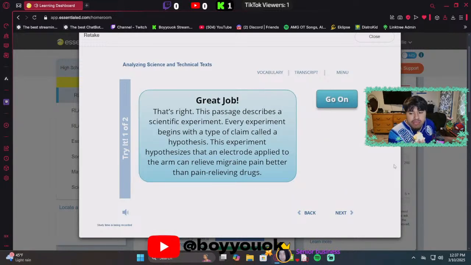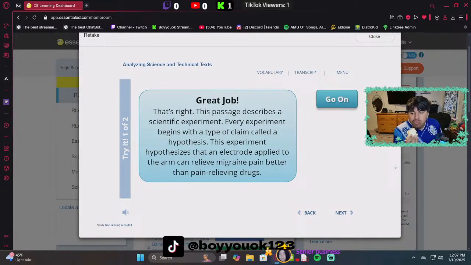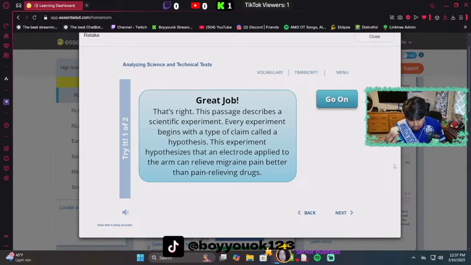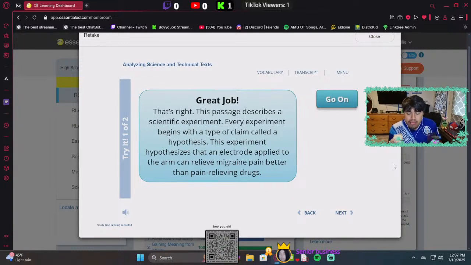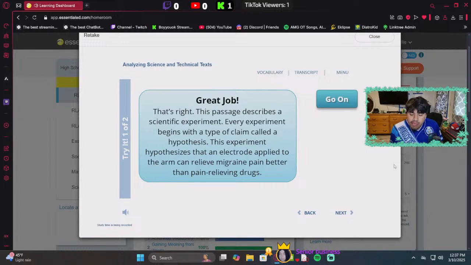Great job. That's right. This passage describes a scientific experiment. Every experiment begins with a type of claim called a hypothesis. This experiment hypothesizes that an electrode applied to the arm can relieve migraine pain better than pain-relieving drugs.